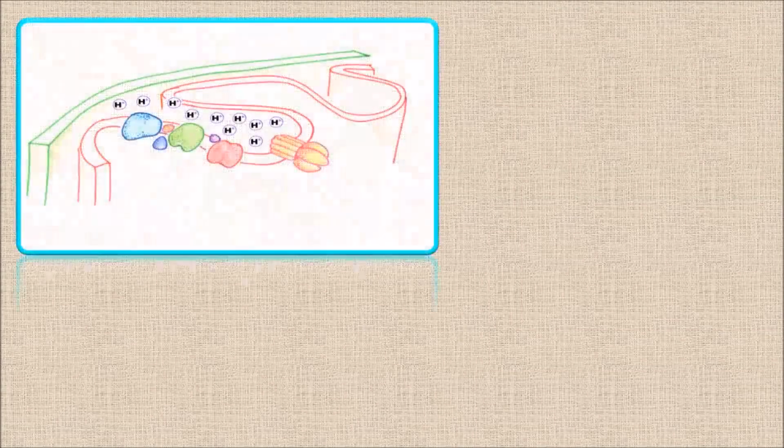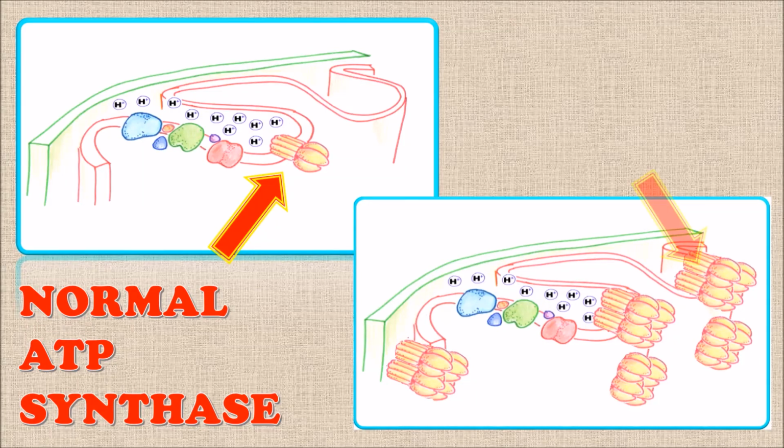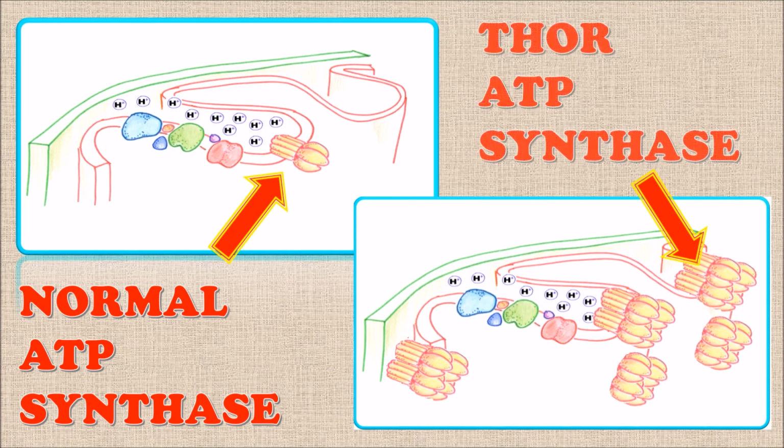My theory is that he probably has specialized mitochondria with peculiar ATP synthase. This is a normal ATP synthase, and these are Thor ATP synthases. They are increased in number, and each one is made of a cluster of 4 synthases: 1 for the production of ATP, and 3 for the production of electricity.